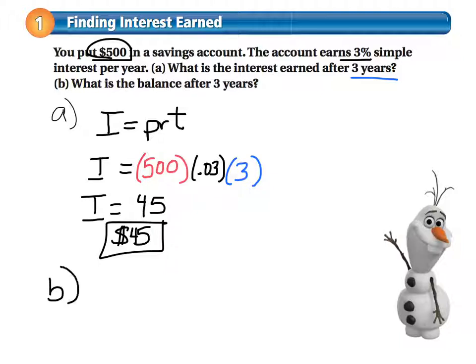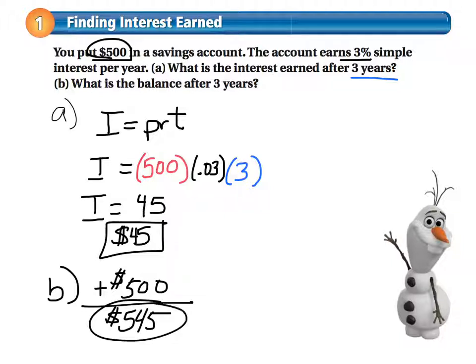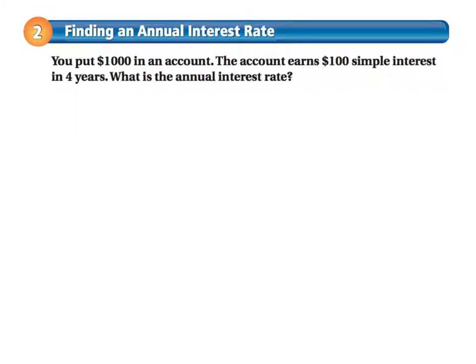But then, what are you going to have? At the end of 3 years, you're going to have 45 in additional dollars. So you add the original $500 onto that, which gives you a total of $545 after 3 years. So let's do example number 2. You put $1,000 in an account. The account earns $100 simple interest in 4 years. What is the annual interest rate?